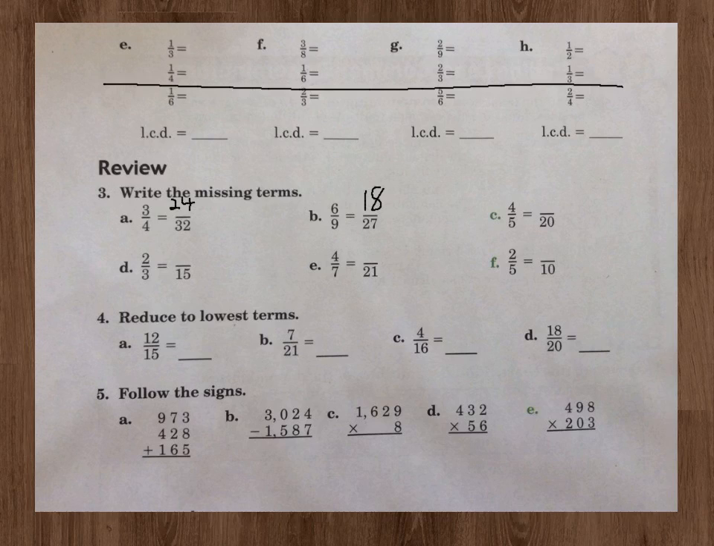5 times what equals 20? 5 times 4 is 20, so we'll do 4 times 4. That gives us 16. D. 3 times 5 is 15, so let's do 2 times 5, that'd give us 10. E. 7 times 3 is 21, so we'll do 4 times 3, that will give us 12. F. 5 times what is 10? 5 times 2 is 10, so we do 2 times 2, and that gives us 4.